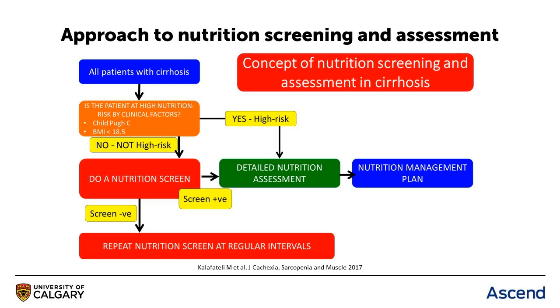Like Dr. Ribbon said, this is not particularly sensitive, but it's very specific. So if they've got a low BMI, below 18.5, they're pretty much malnourished. Those guys need to go straight to seeing a dietitian. If they're not automatically meeting those features, then you can do a nutrition screen, which leads to, if the rapid screen is positive, a detailed nutritional assessment, and your dietitian will do a nutrition management plan.